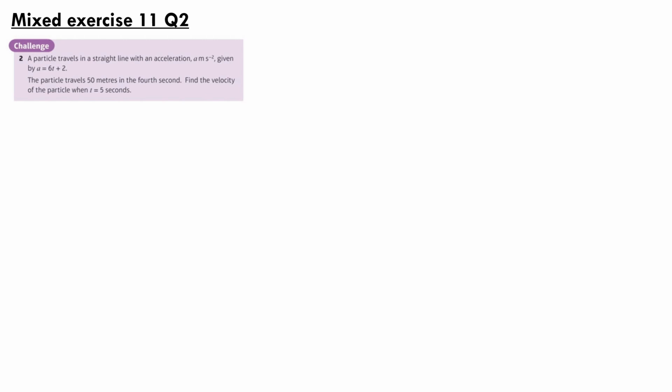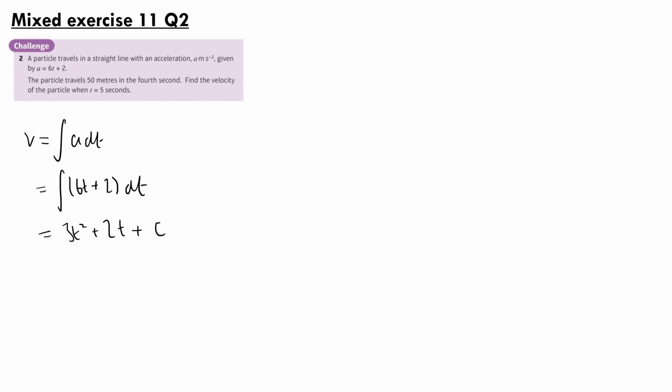And our last question, question 2. A particle travels in a straight line with an acceleration a meters per second squared, given by a equals 6t plus 2. The particle travels 50 meters in the 4th second. Find the velocity of the particle when t equals 5 seconds. Okay, first of all, we need to find the velocity in terms of t. So that will be equal to the integral of a dt. So that's the integral of 6t plus 2 dt, which is equal to 3t squared plus 2t plus c.